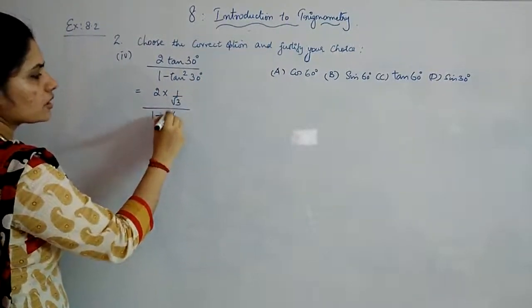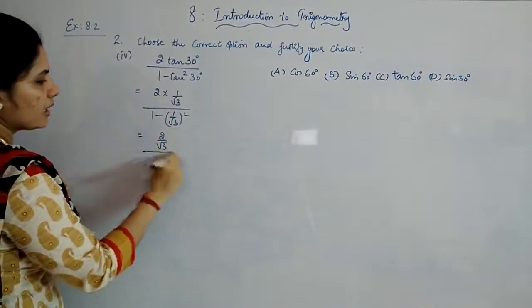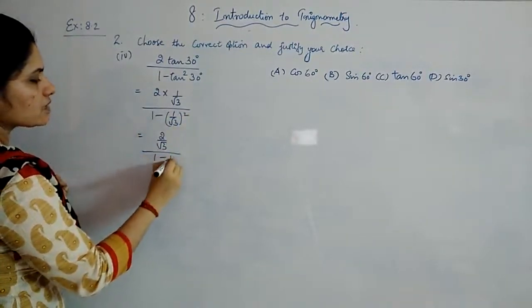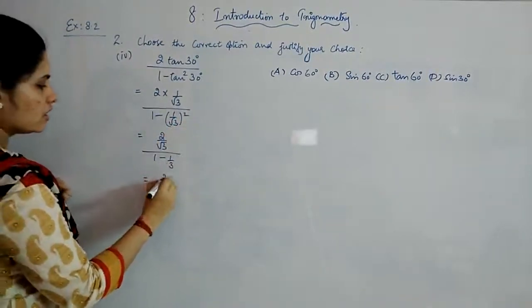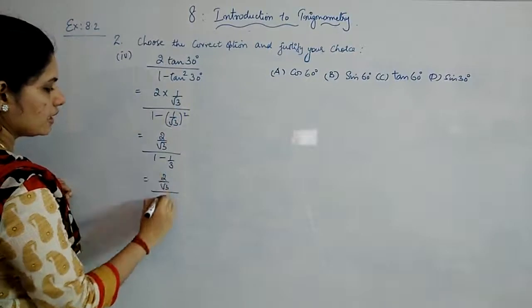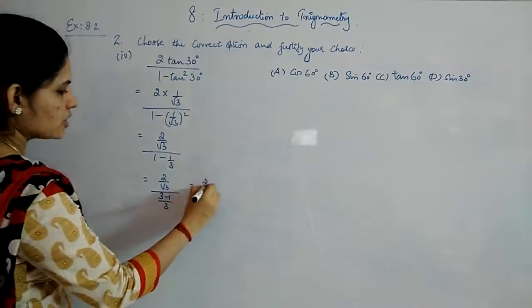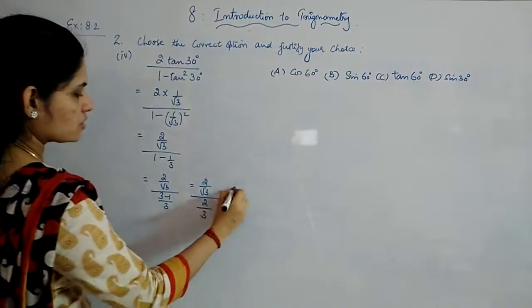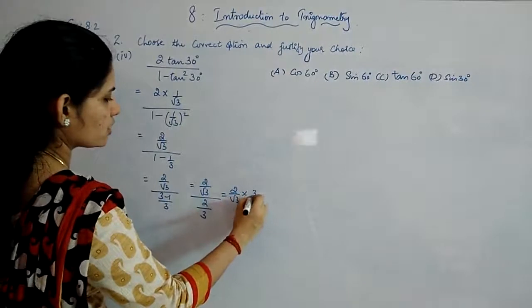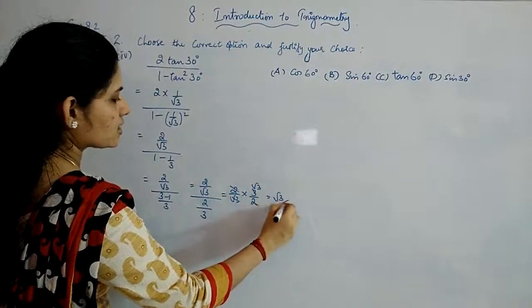So 1 by root 3 the whole square, which is equal to 2 by root 3 divided by, here you will get 1 minus 1 by 3. Root 3 the whole square will give you 3 here. Now it is 2 by root 3 divided by 3 minus 1 by 3, which is equal to 2 by root 3 divided by 2 by 3, which is equal to 2 by root 3 into 3 by 2. So this will give you root 3 as the answer.